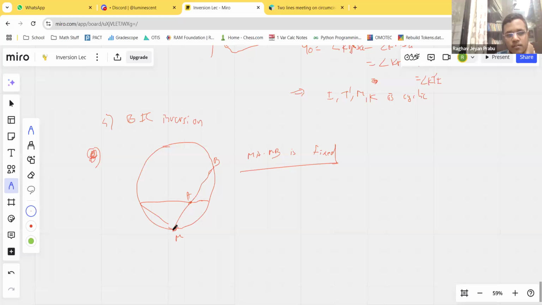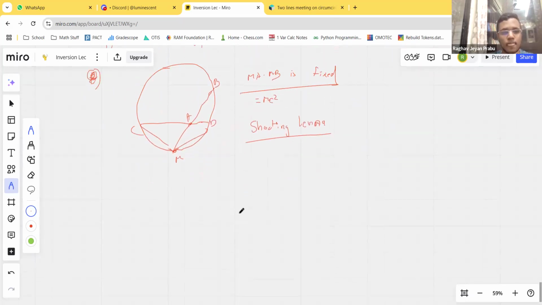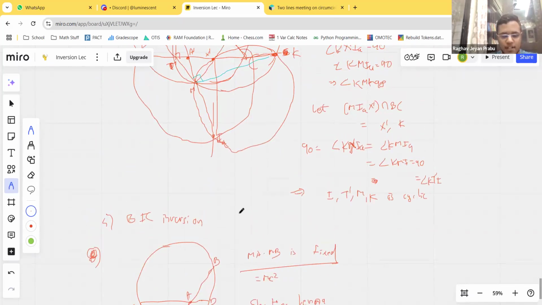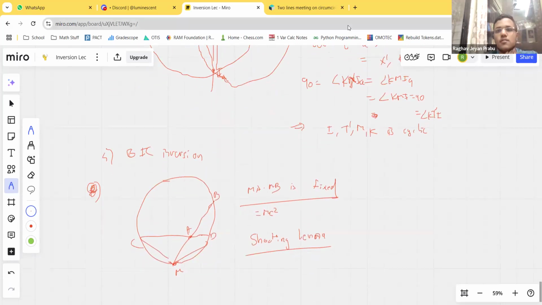And this is actually equal to, if you call these C and D, MC squared. So the whole idea behind doing the BIC inversion is this lemma. This is referred to as the shooting lemma. I would suggest not using this name, or you can just say it's commonly known. You can also say shooting lemma though, it doesn't hurt. I am pretty sure you can use this on InMO also. Okay, so don't worry about that.